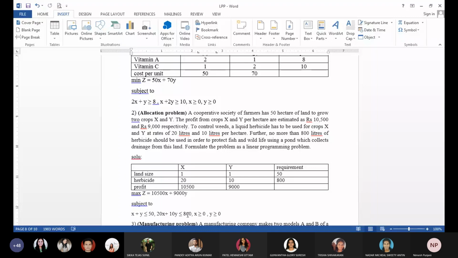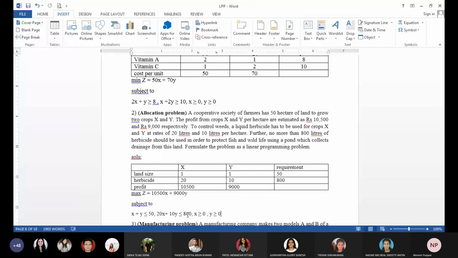Now why do we have to consider this as the constraint? Because this is the total availability of the land. You cannot grow the crops beyond the area which is given. That is why it also becomes a constraint. So x plus y is less than or equal to 50.